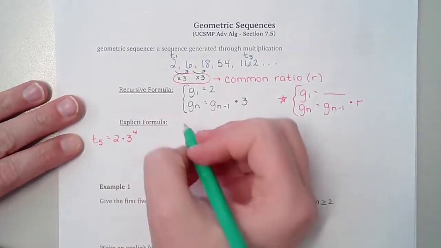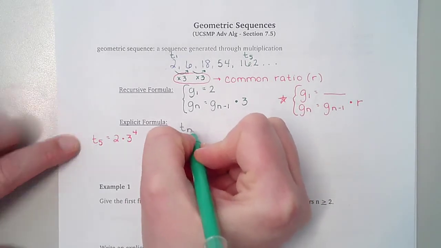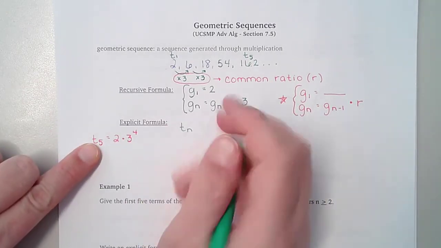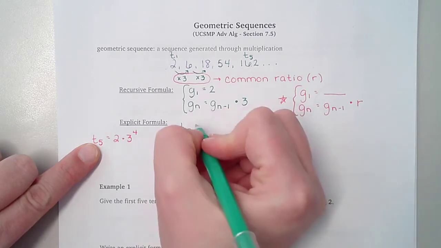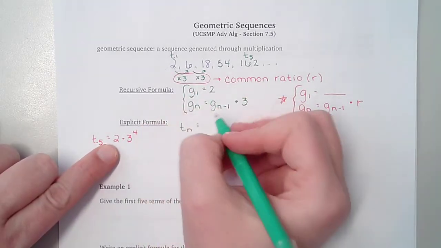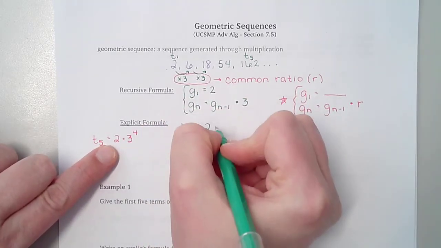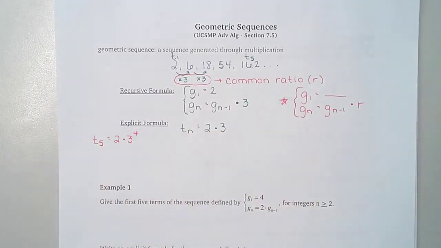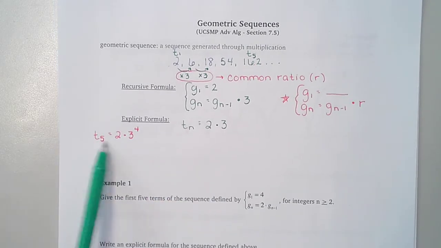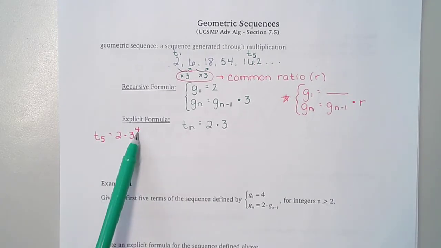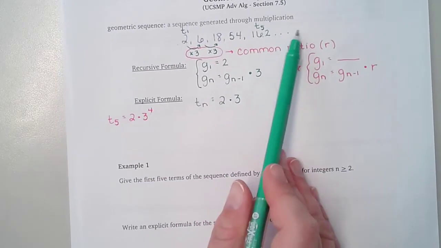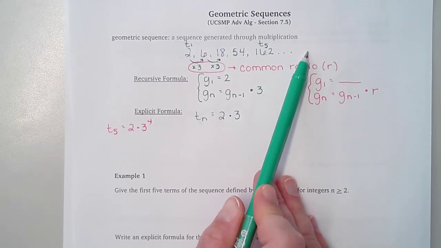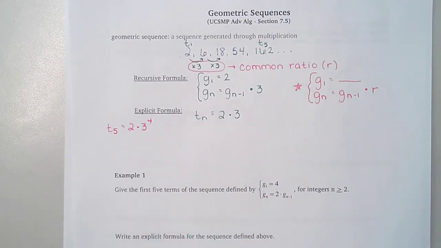If I want to get to any term in this sequence, so instead of term 5 specifically, if I want to get to any term, I would start at term 1, which is 2, and I would multiply by 3 a certain number of times. But let's think about how many times it would take. Why is it that when I wanted term 5, I multiplied 4 times? Or if I wanted term 7, I would multiply 6 times. Or if I wanted term 12, I would multiply 11 times.